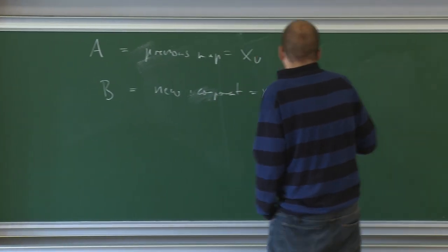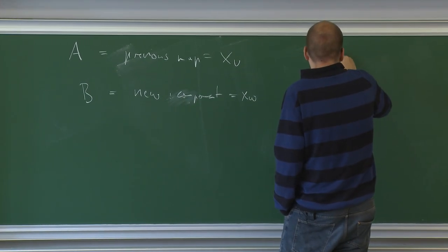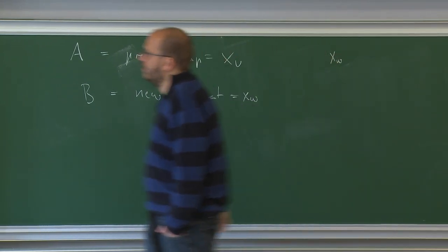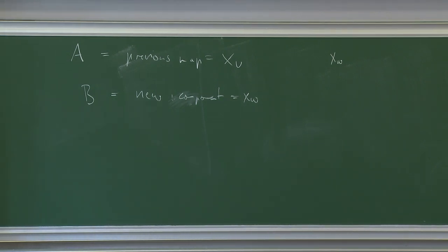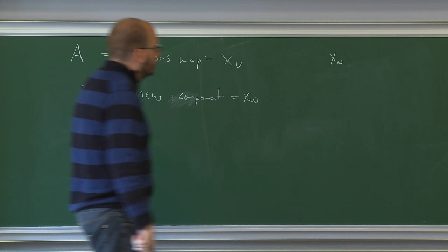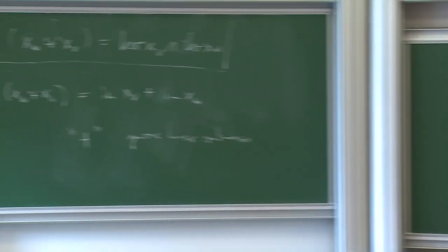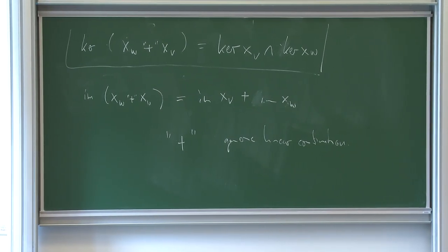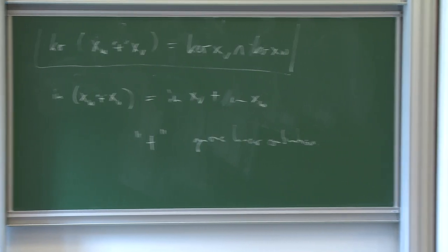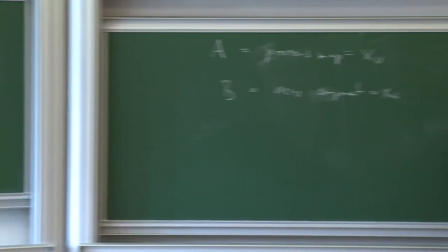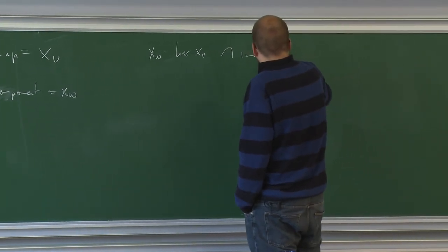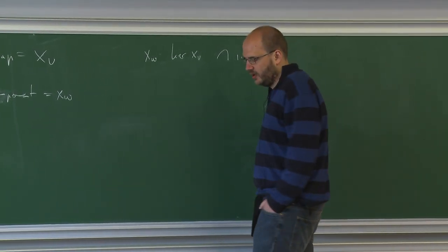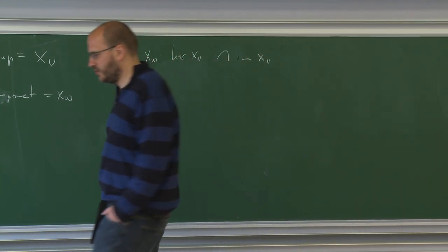Then what I want to measure, so I want to look at X. Let me just arbitrarily decide to prove one of these. So let's say we're trying to prove this. So what we're doing, we want to look at xw times the kernel of xv, and I want to intersect it with the image of xv. I want this intersection to be zero.